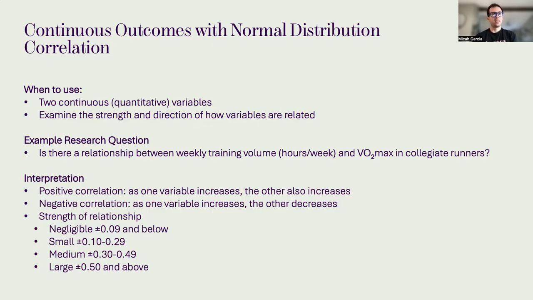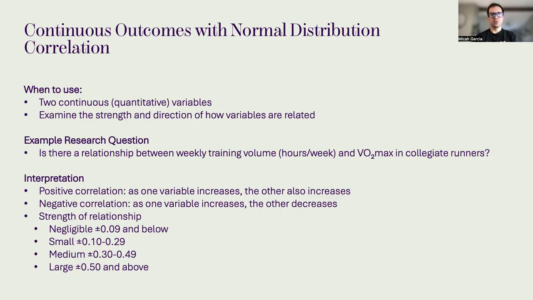Now, when we interpret correlations, it can be a little bit different than these other tests. First, we can tell the correlation. It's going to range in value from -1 up to +1. If it results in a positive correlation, this means that as one variable increases, the other variable also increases. Whereas a negative correlation means as one variable increases, the other variable is going to decrease.